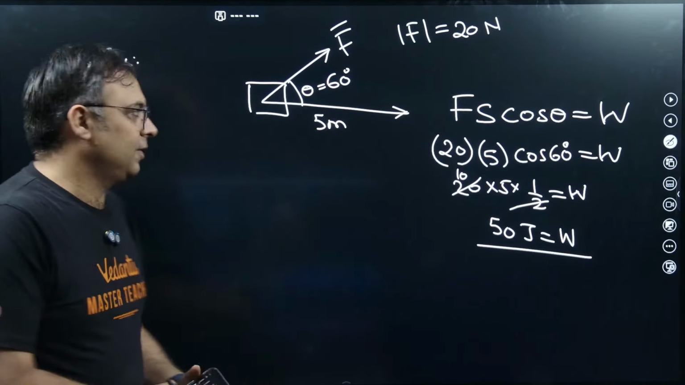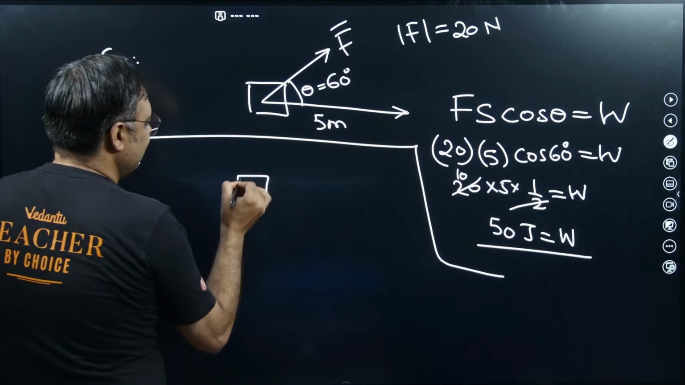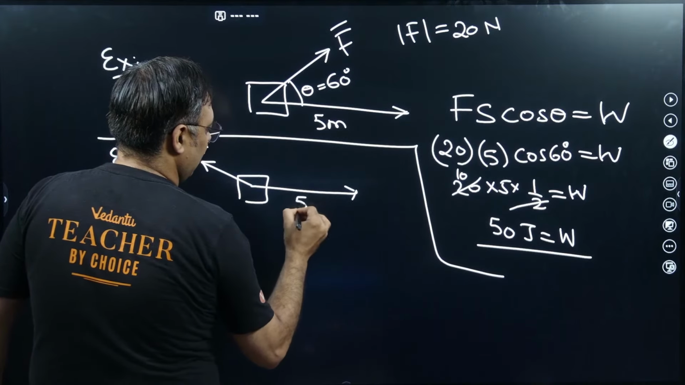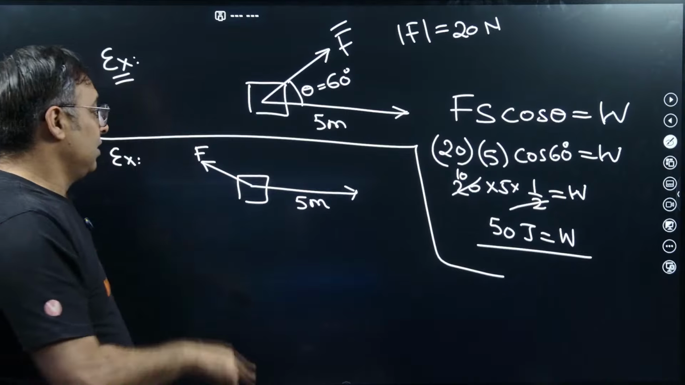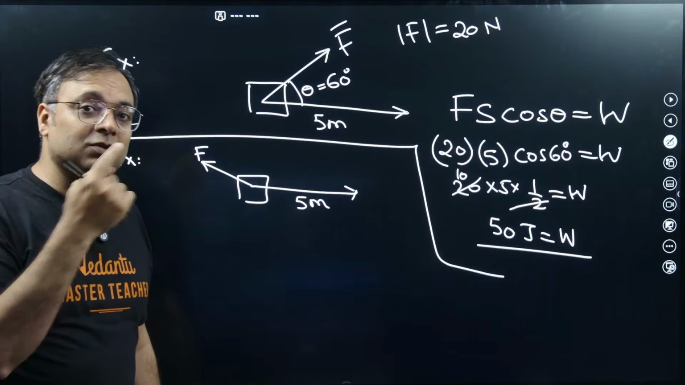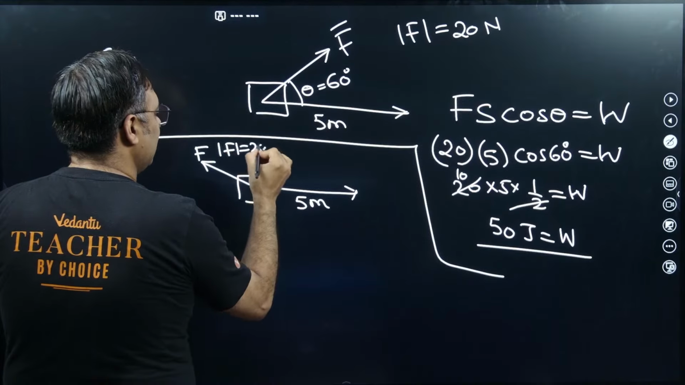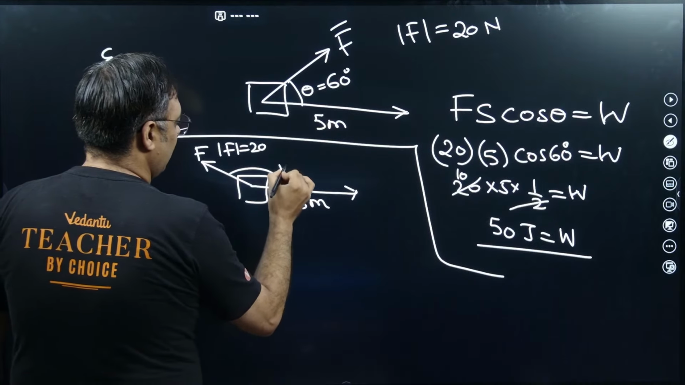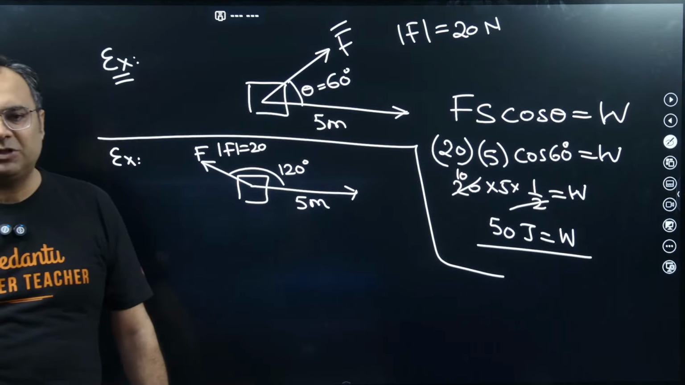But in the same question, if I just change the data a little bit, I'll just give it here only. Let's say you are applying a force here and the displacement happened in this way. Please understand, there might be other forces, but we are only interested in finding the work done due to this force only. Let's say the magnitude of this force is the same, 20 Newton. This displacement is 5 meter. And let's say this angle is now 120 degrees. Now, can you please quickly tell me what will be the answer of work done in this scenario?